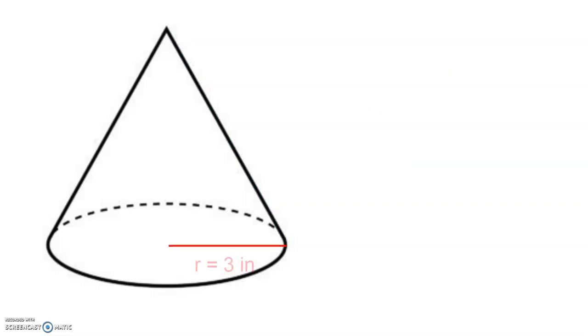Today, we're going to continue on. This time we're going to be given the radius, but instead of being given the slant height, we're given the height of the figure going through the solid. So it intersects the radius at a right angle, and we call that the height of the solid. So it's not slant height, it's just height. And in this case, it's going to be 4 inches.